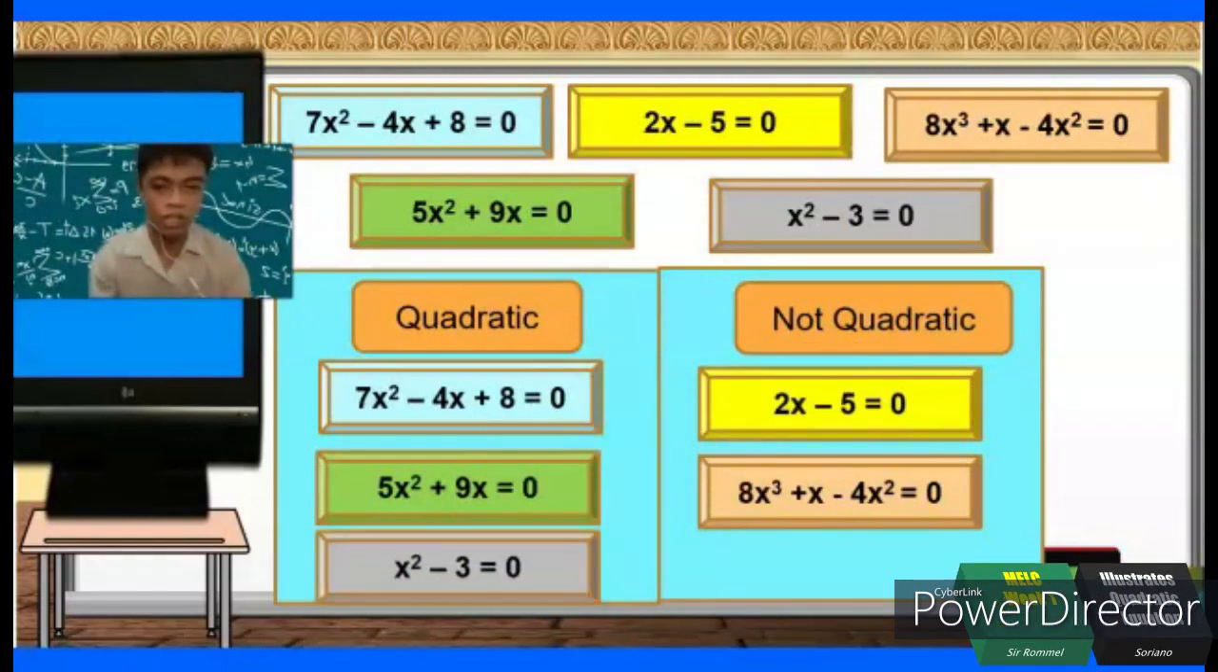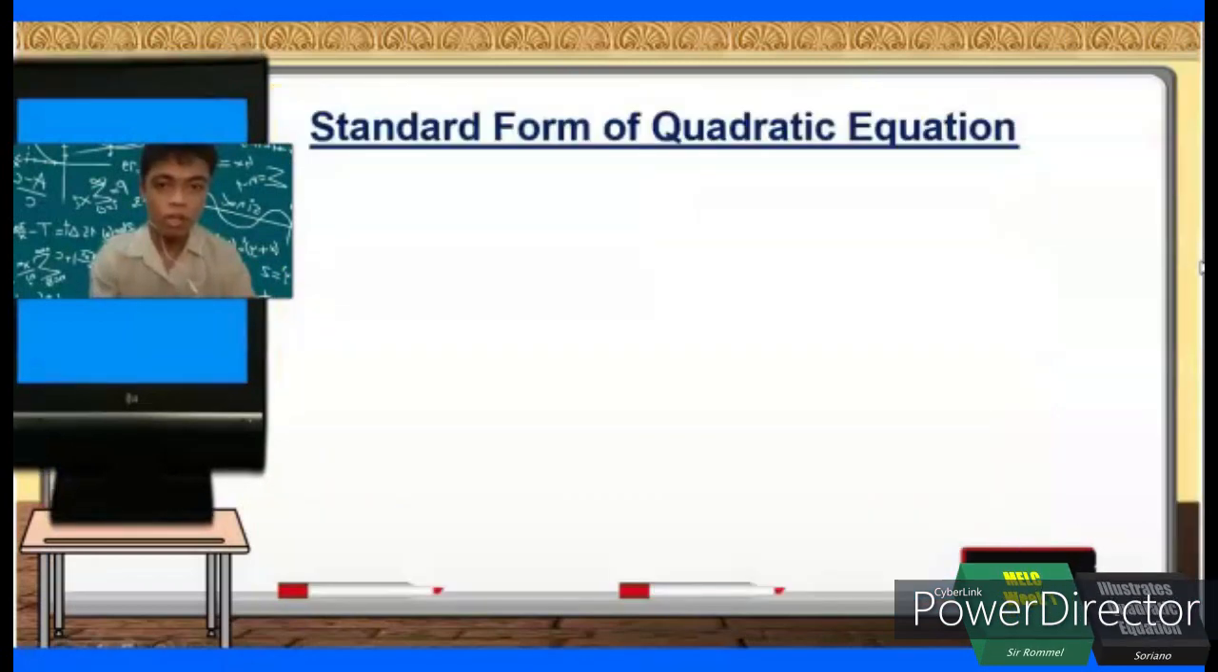Okay, congratulations. Got 5. Okay, very good. 4. Very good. And 3, 2, and 1. Okay, good. At least nag-try tayo. So, ipunin nyo lang yan. So, mamaya, i-upload natin lahat ng scores nyo. Okay. Now, so alam na natin ang quadratic equation.